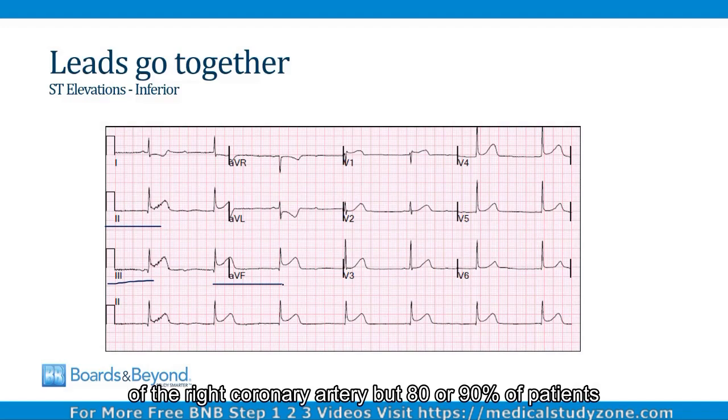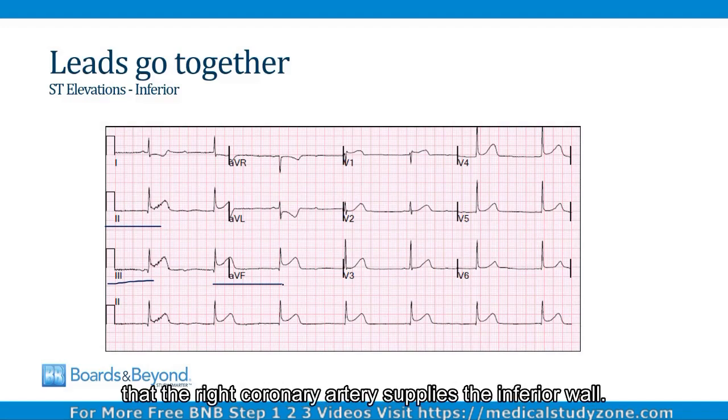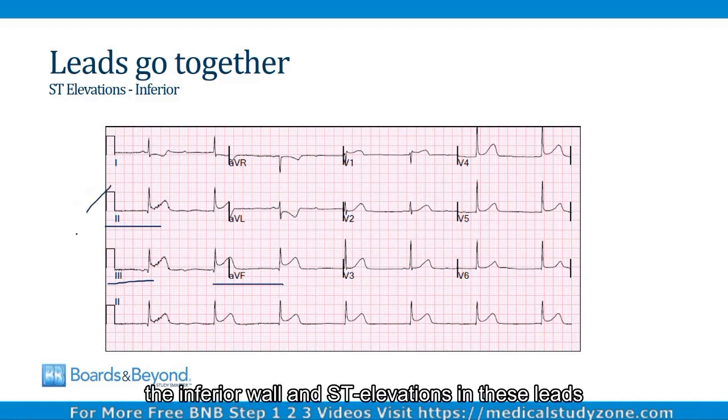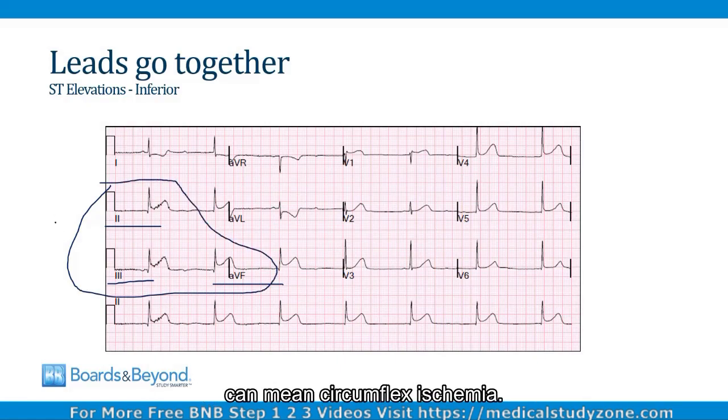About 80 or 90% of patients are called right dominant, and that means that the right coronary artery supplies the inferior wall. A small minority of patients, about 10% or so, are left dominant. In those patients, the circumflex supplies the inferior wall, and ST elevations in these leads can mean circumflex ischemia.